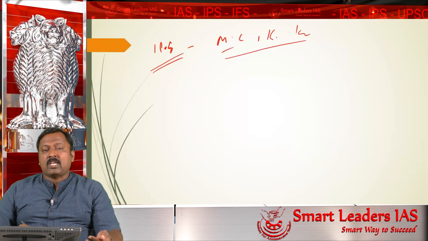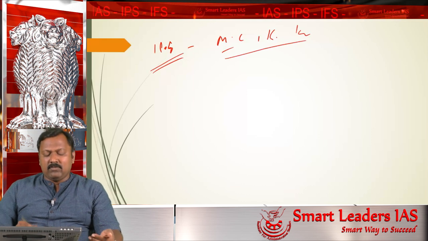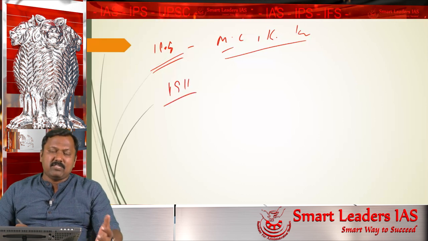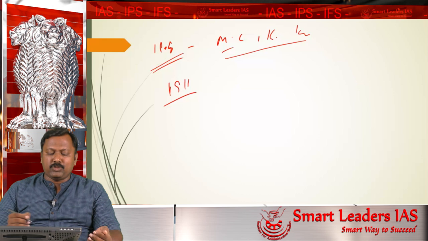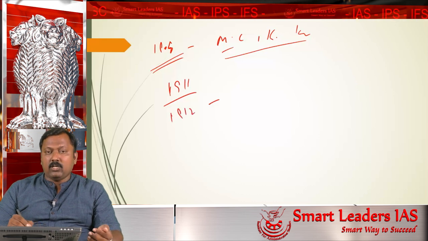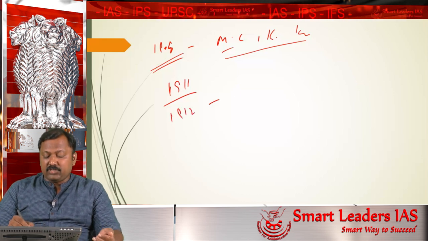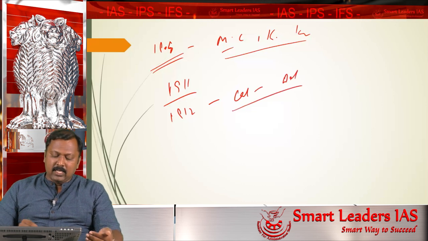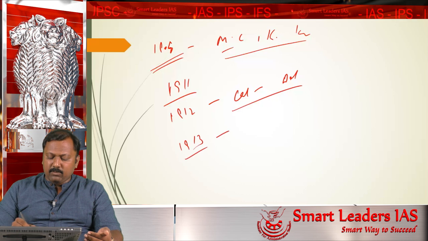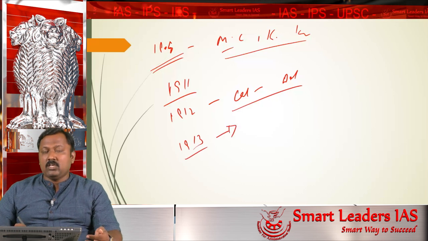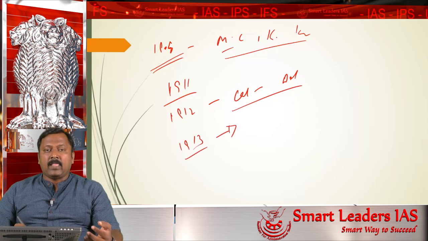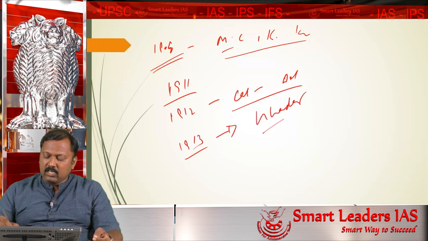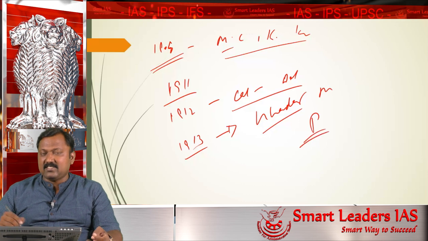Then gradually over a period of time, in 1911 the partitioning of Bengal was annulled. That means Bengal, which was partitioned, was again put together, and in the year 1912, we all know the capital of India was shifted from Calcutta to Delhi. These events happened, and in the year 1913, another important event happened, which is the foundation of a movement in a foreign country, which is called Ghadar. The Ghadar movement, or Ghadar party as it is simply called.